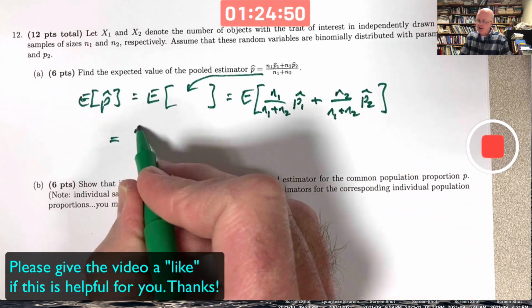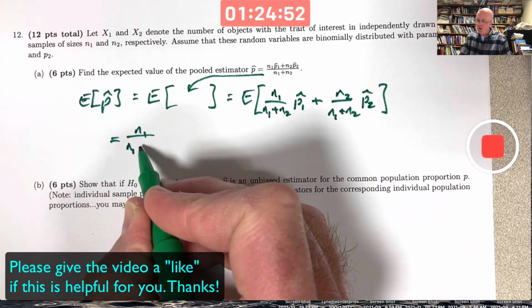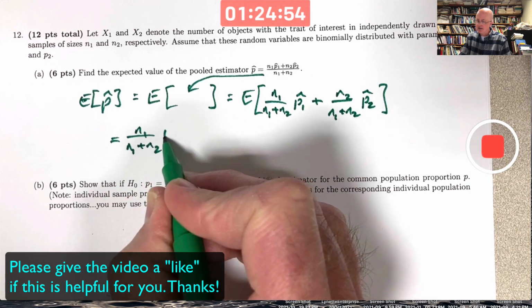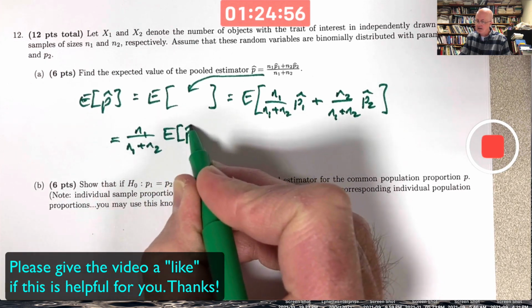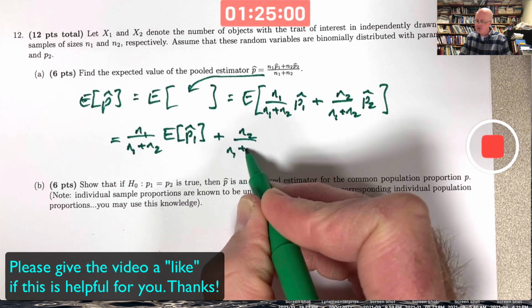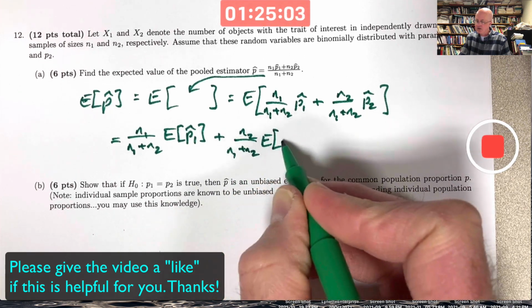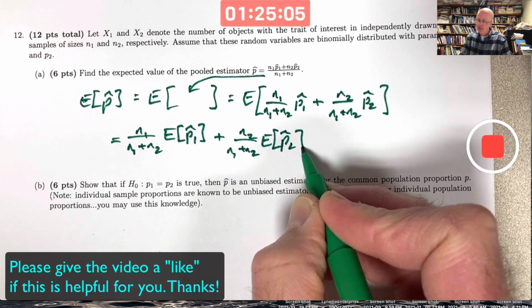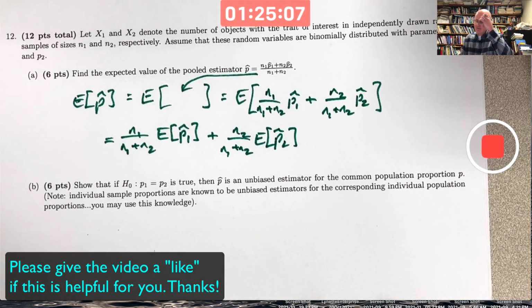We can factor out the constants: n1 over n1 plus n2 times the expected value of p1 hat, plus n2 over n1 plus n2 times the expected value of p2 hat. That is one way to write the answer.